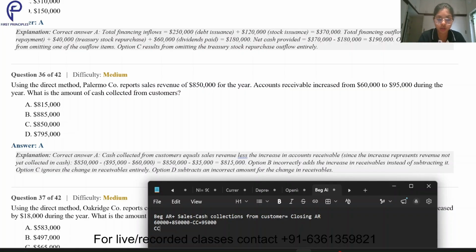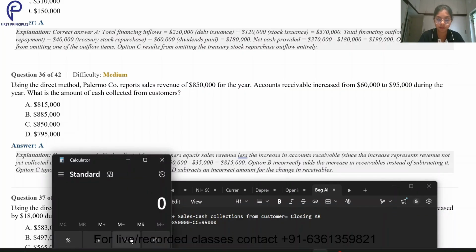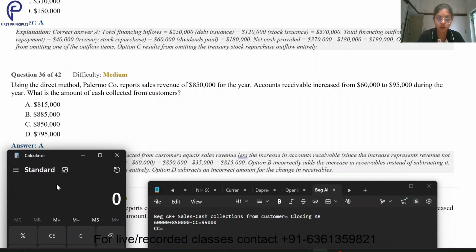closing accounts receivable. Let's do the math. 8,50,000 plus 60,000 minus 95,000. How much are we getting? 8,15,000. That much is the cash collected from the customers.